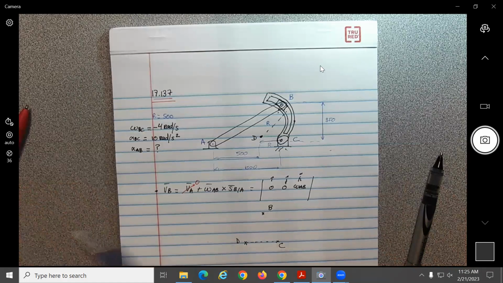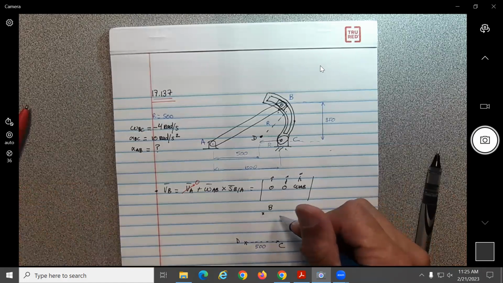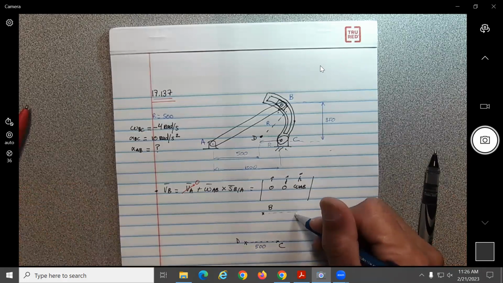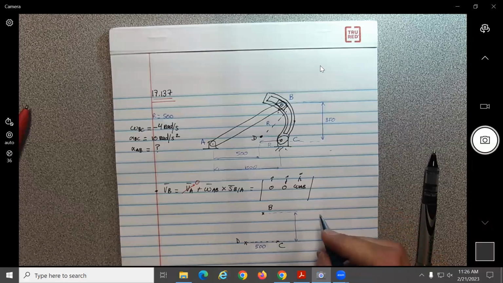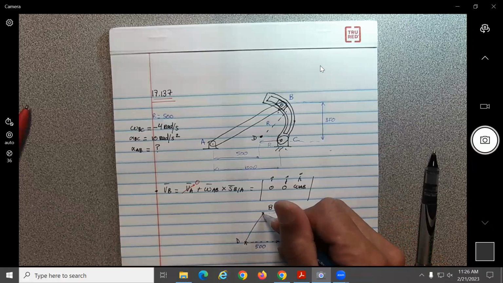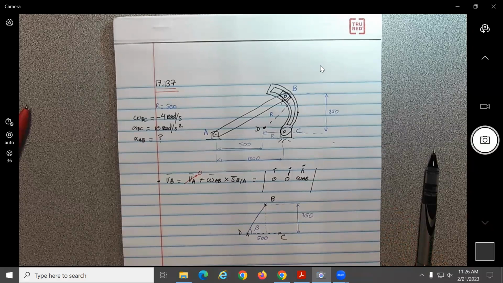So we know that the distance here, D to C, is 500. The vertical distance here is 350. I think they call it beta, no? The solution over there, no? I think what's called beta. Okay, so how can you find beta?